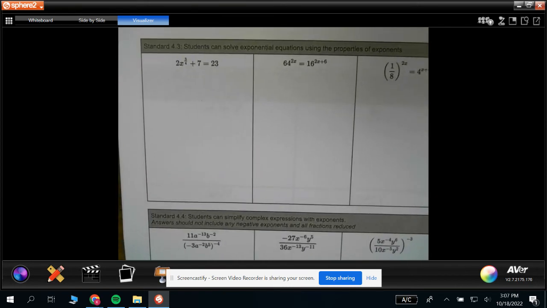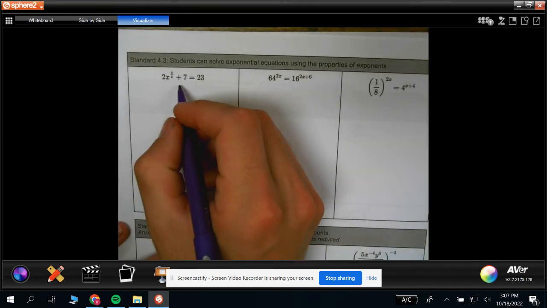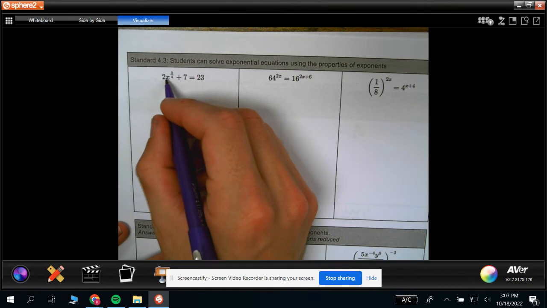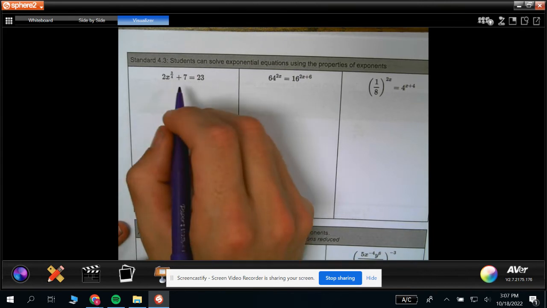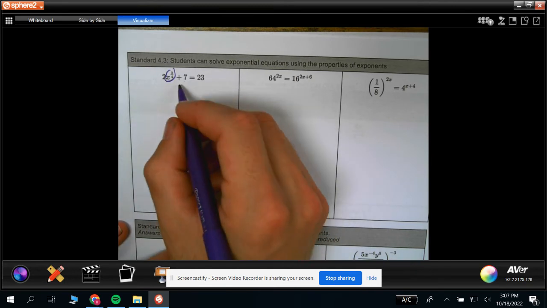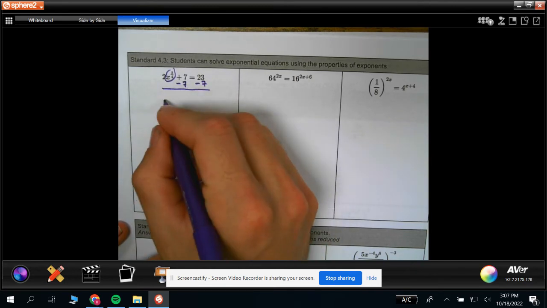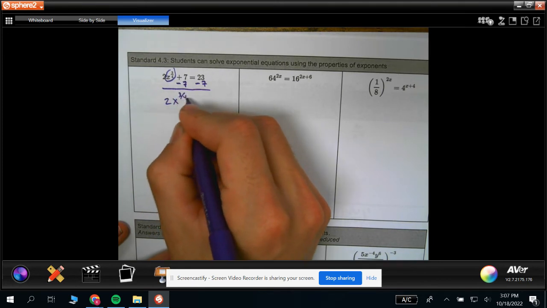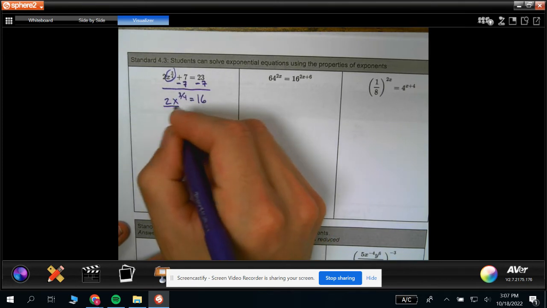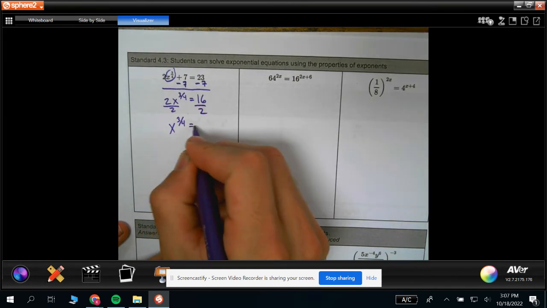For 4.3, we got to solve for some variables in an exponent. So let's start here. 2 times x to the 3/4 power plus 7 equals 23. We want to get this by itself. So let's start undoing our equation. First step, subtract 7 from each side. 2 times x to the 3/4 power equals 16. Divide both sides by 2. There we go. Now I've got it by itself.